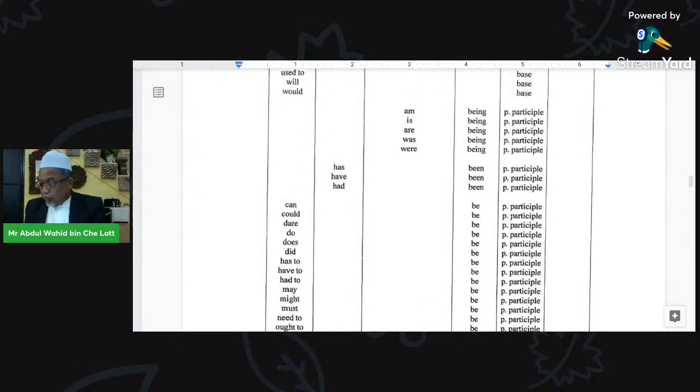Sorry, page 21. Put your ruler under the word can in column 5. And you have be in column 2 and past participle in column 1. So therefore, the verb phrase for boleh dimakan is can be. Makan in participle is eaten. So therefore, the verb phrase is can be eaten.